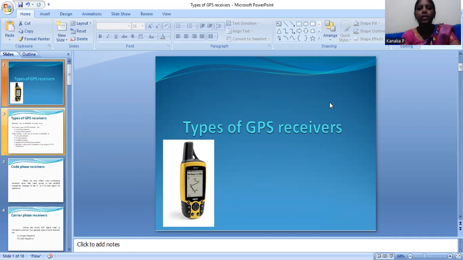Today we will discuss the topic total station and GPS. Total station and GPS are advanced modern techniques. This is the first unit of advanced modern techniques. So the first one is to explain GPS. What is meant by GPS?